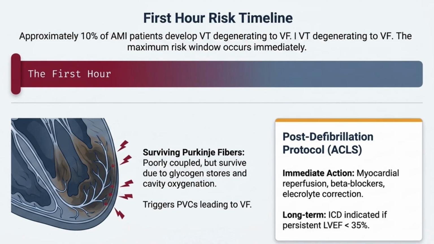In the setting of an acute myocardial infarction, the risk of VF is maximum within the first hour. Interestingly, while most of the heart is ischemic, certain Purkinje fibers may survive due to their high glycogen stores, but they become poorly coupled and trigger the PVCs that lead to VF. Post-fibrillation, you must follow ACLS protocols, immediate reperfusion, beta blockers, and electrolyte correction.